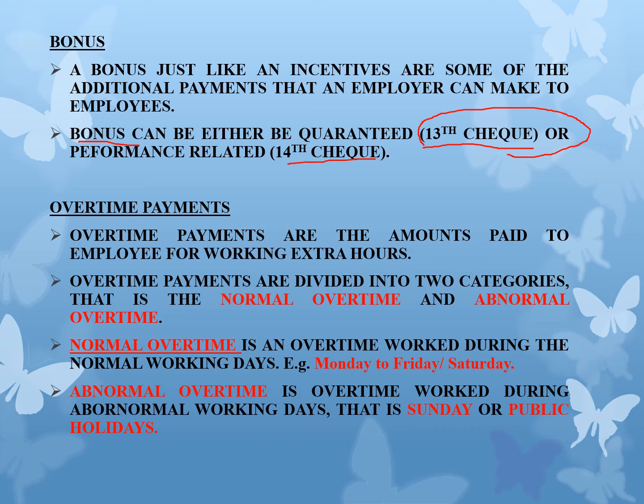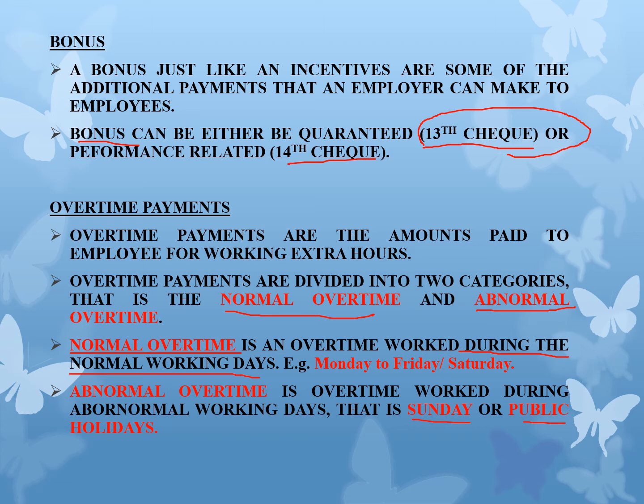Overtime, we've got two types of overtimes. There is what we call normal overtime or abnormal overtime. Normal overtime is overtime worked during, the key word is during, the normal working days. Monday to Friday or even Saturday, you work 8 hours a day, but any hour above 8, we classify as overtime. Abnormal overtime comes on Sundays and public holidays. And these two types of overtimes are remunerated differently.